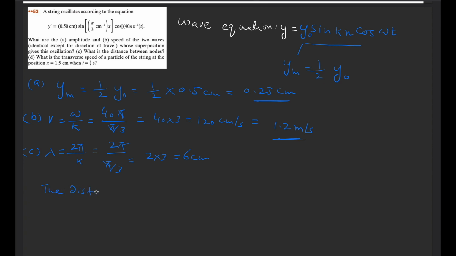and the distance between node and antinode is half of this wavelength. So we will divide this 6 centimeter by 2. So we will get 3 centimeter. So this is the distance between nodes.